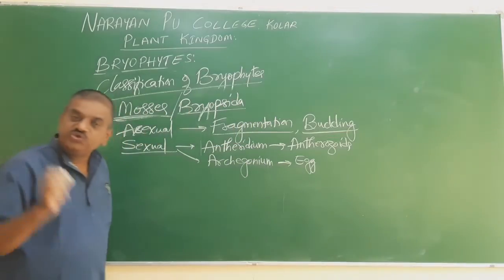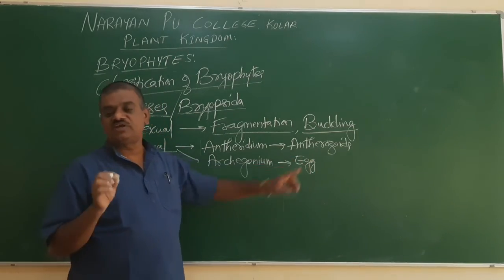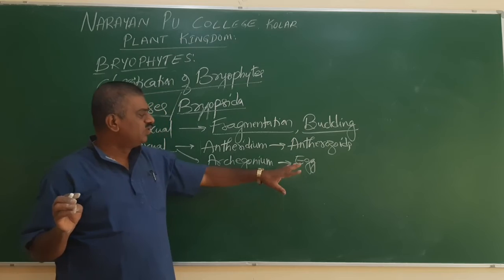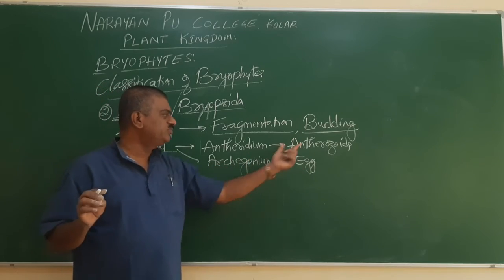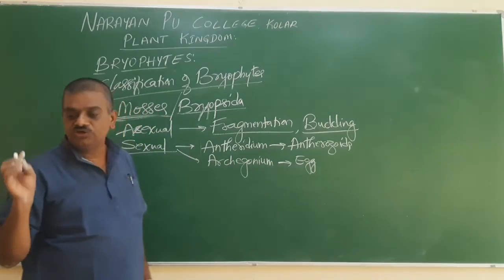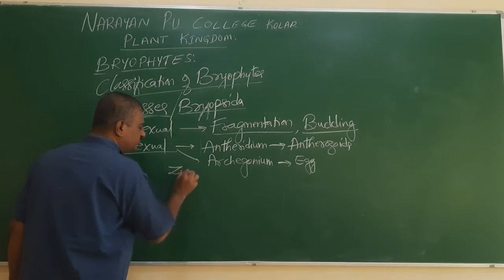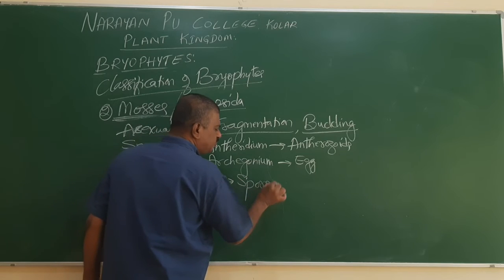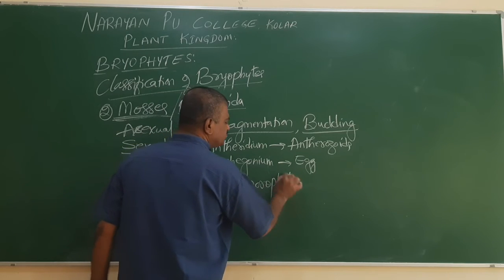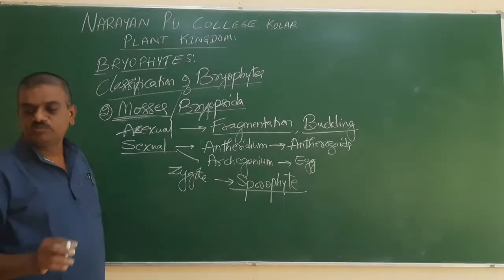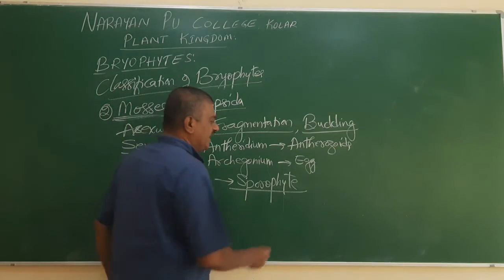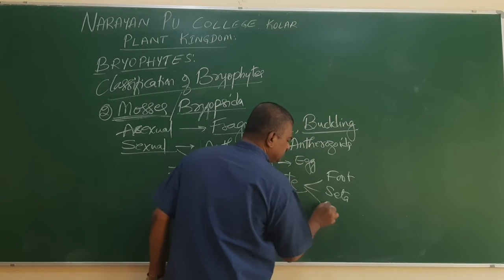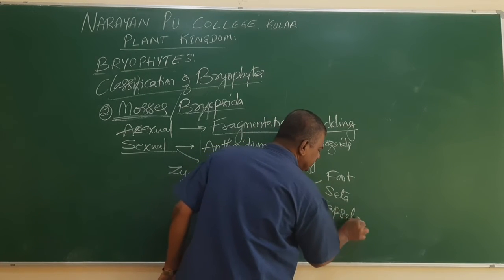The antherozoids are released in the water. They go and reach the egg in the water, reach the archegonium and fuse with the egg to give rise to a zygote, and this zygote gives rise to a sporophyte. It gives rise to a sporophytic plant body. So this sporophyte has the presence of foot, seta and capsule. Foot, seta and capsule.